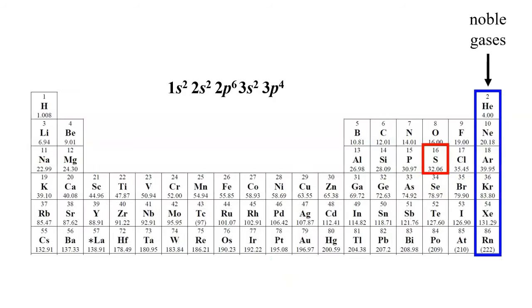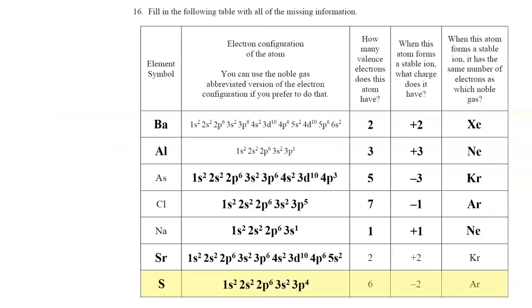Sulfur is located in period 3. At the end of period 2 is the noble gas neon. So neon would be the abbreviation for 1s2, 2s2, 2p6, and then after writing neon in brackets, you could write the rest of the electron configuration, which is 3s2, 3p4. So you're looking at both the complete and the noble gas abbreviated electron configuration for the element sulfur. So you could either write this, or you could write that. Either one of these electron configurations would be correct.